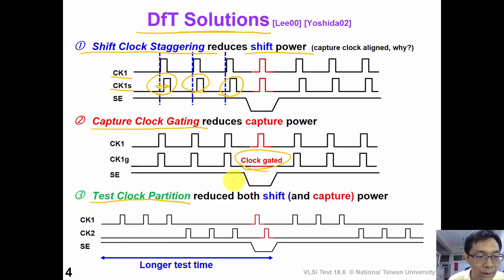Finally, we can have test clock partition. This technique simply applies different test clocks so that some scan chains are shifted by clock 1, the other scan chains are shifted by clock 2. In this way, we can reduce the shift power at the cost of longer test time. If we also shift the capture clock, we can also reduce the capture power.